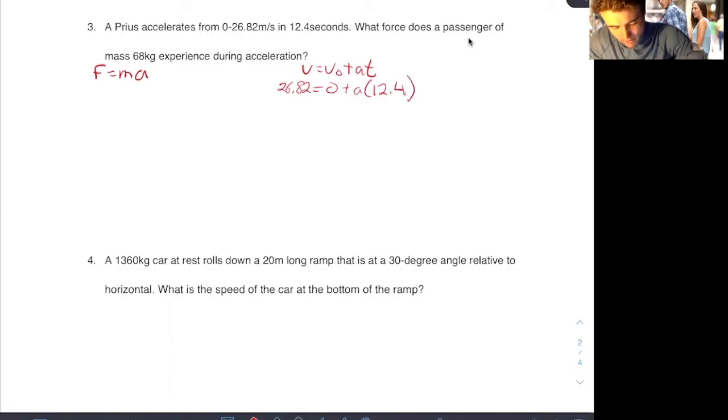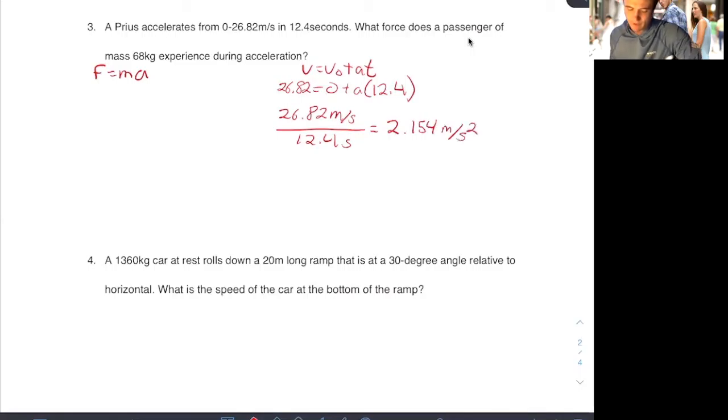So if you look at the units, essentially what we're doing here is we're just going to divide by 12.4, take it to the other side. So we're doing 26.82 meters per second, and then we're dividing it by 12.4 seconds. So that's going to give us meters per second squared, right? Which is the acceleration. A good thing to do is to make sure your units are working out here. Okay, so that gives us an acceleration. So this is our acceleration that we get when we do that.